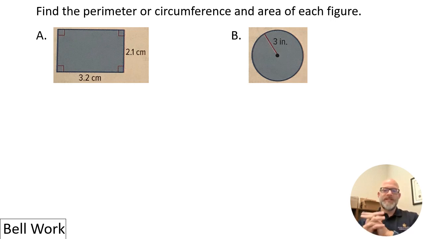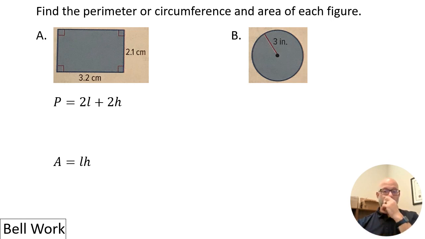A little more review from Lesson 6. Find the perimeter or circumference and area of each figure. Go ahead and pause it and see how you can do. All right, so the first shape is a rectangle. So we know the perimeter is 2 lengths plus 2 heights, and the area is just length times height.